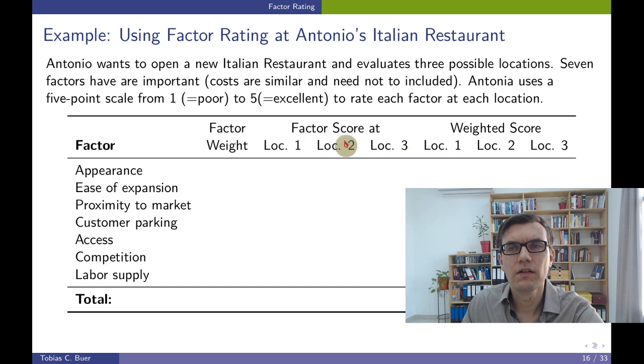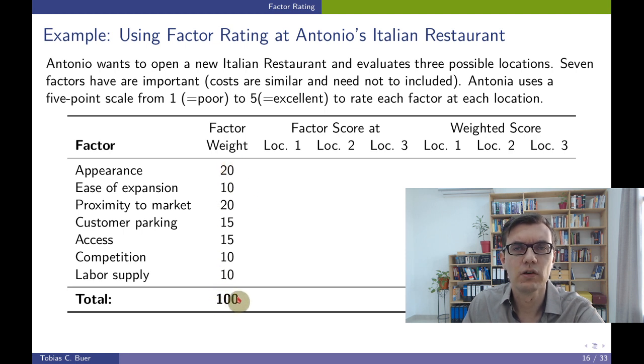Now he found 3 locations that he wants to have a closer look at, and the first thing he has to do is decide how important these 7 factors are when you compare the factors with each other. So appearance is twice as important as ease of expansion. And what you also can see, summing up the weights of these 7 factors, gives a total of 100.